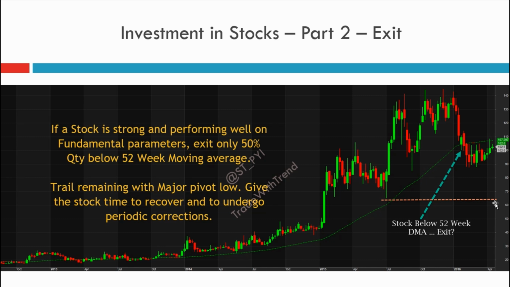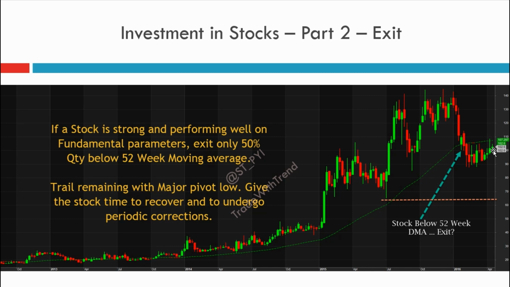The advantage of this method is, suppose you've taken an entry at about 20 or 30 and you exit at 60, you still make about 100% on the 50% position, right? But you have already exited the 50% position at about 100, which is about 2 times. So that is why you use a dual exit strategy.